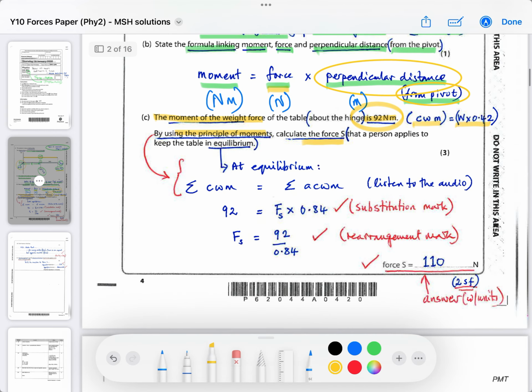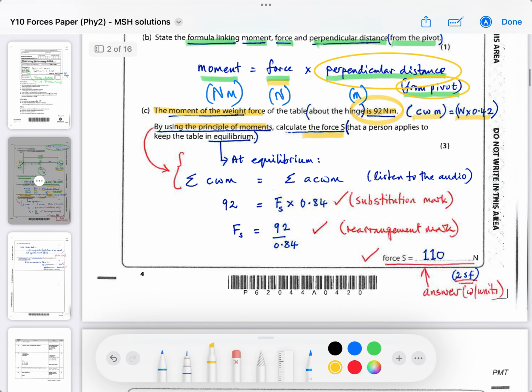Okay, so you can tell automatically the force is going to be smaller than the weight, okay, because it's further away. So the principle of moments, for something to be kept at equilibrium, we know that at equilibrium, the sum of the clockwise moments, this sigma, Greek letter, means the sum, clockwise moments, CWM, is equal to the sum of the anti-clockwise moments.